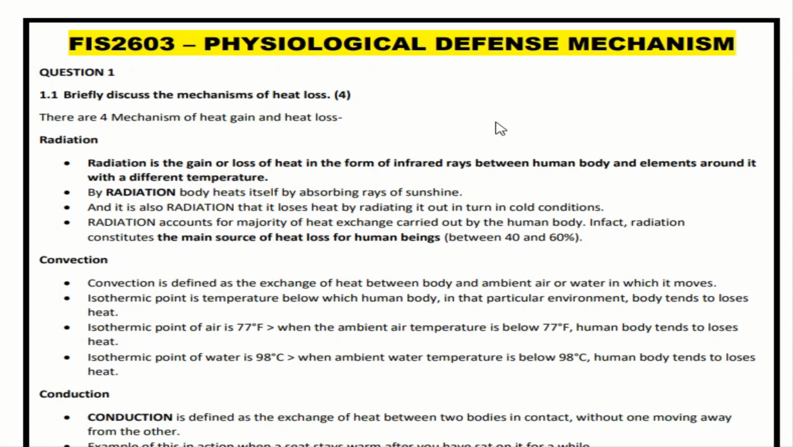In this video, I'm going to be discussing one FIS2603 modules past exam papers. Let's begin. Question number 1 is briefly discuss the mechanism of heat loss.